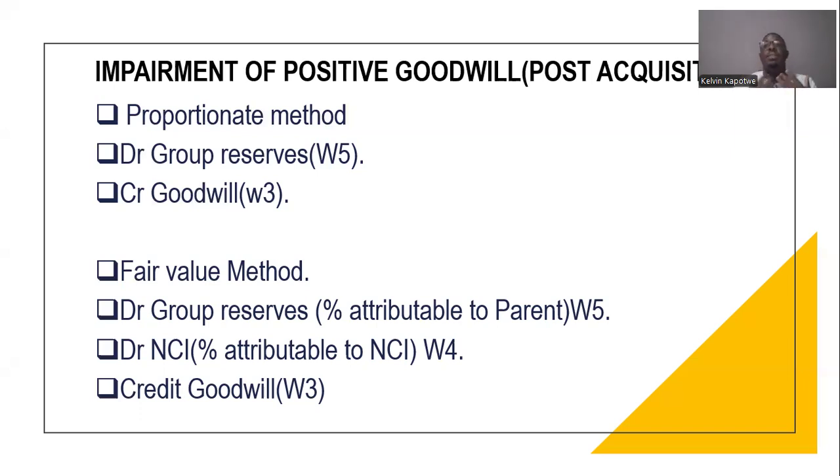Then debit the NCI, the percentage attributed to the NCI in working number 4. All right, so you have removed it from working number 4. And then credit goodwill in working number 3. I hope that's clear. So debit reserves, debit the NCI, and then credit goodwill. Then you would have accounted for goodwill according to the consolidated statement of financial position.